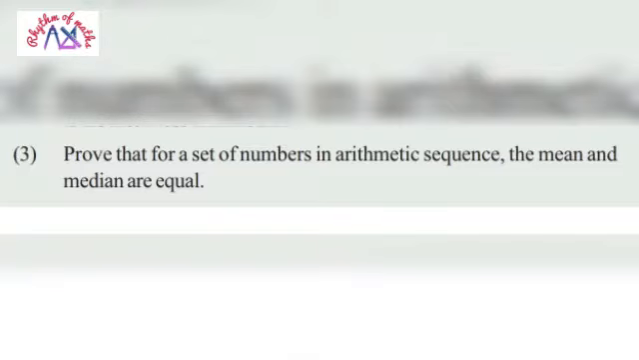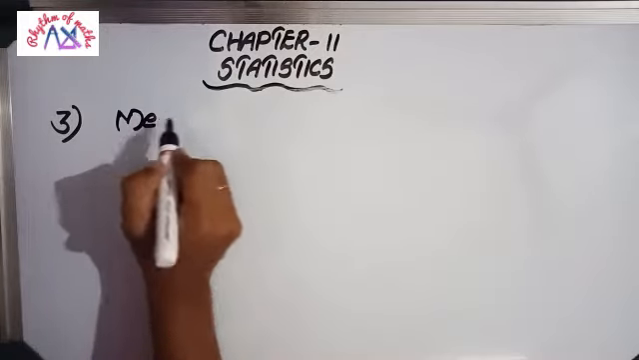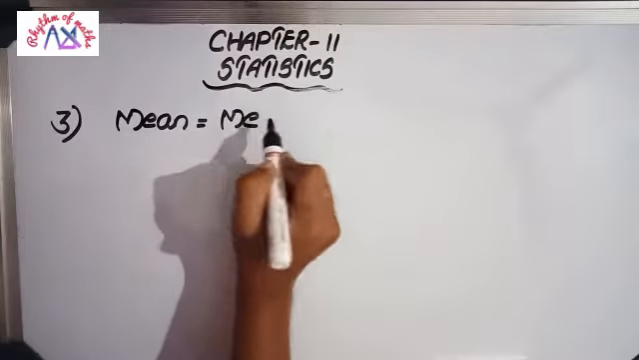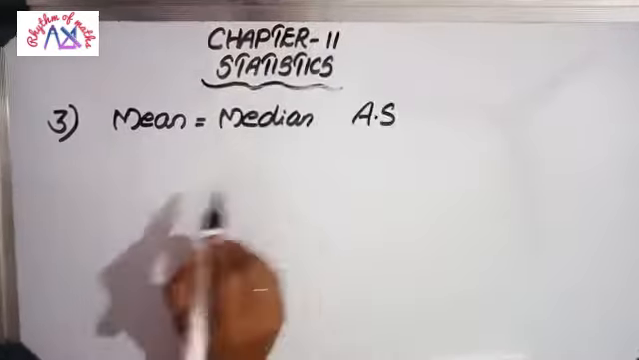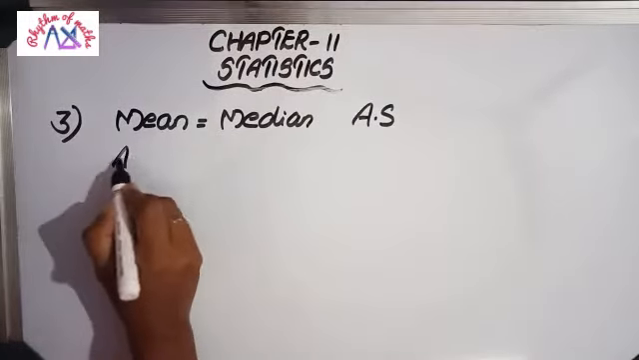Question number 3. Prove that for a set of numbers in arithmetic sequence, the mean and median are equal. Now in question number 3, we have to prove that mean and median are equal for an arithmetic sequence. So first of all, we need an arithmetic sequence.